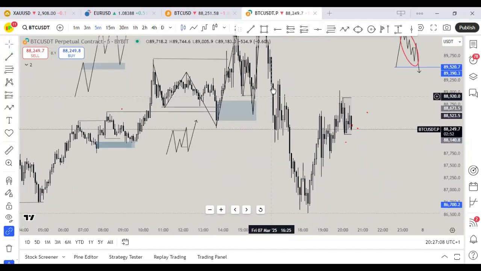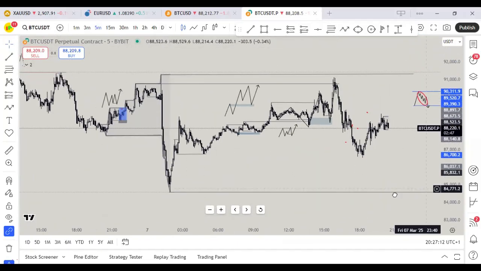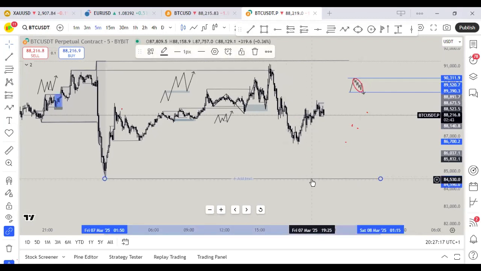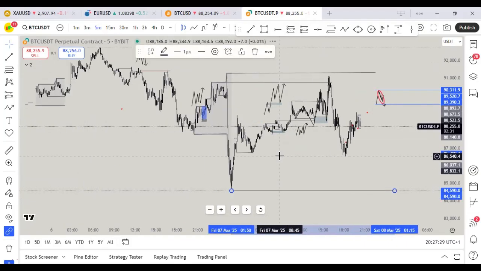Immediately, I started selling BTC. So now my anticipation is for price to take out this external liquidity. So we are still expecting more bearish momentum for BTC to take out this external liquidity.